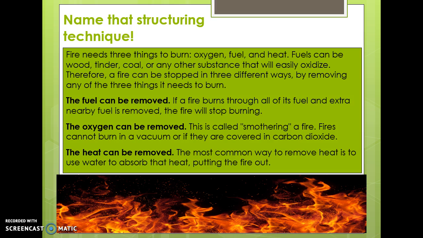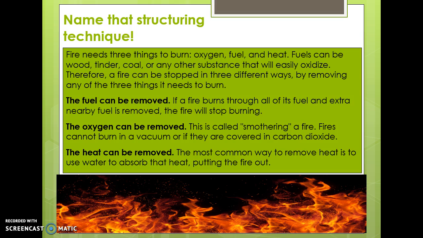Name that structuring technique. Fire needs 3 things to burn: oxygen, fuel, and heat. Fuels can be wood, tinder, coal, or any other substance that will easily oxidize. Therefore, a fire can be stopped in 3 different ways: by removing any of the 3 things it needs to burn. The fuel can be removed.